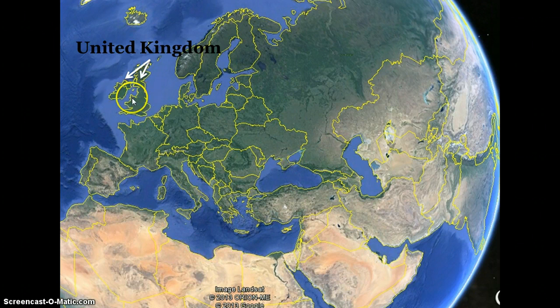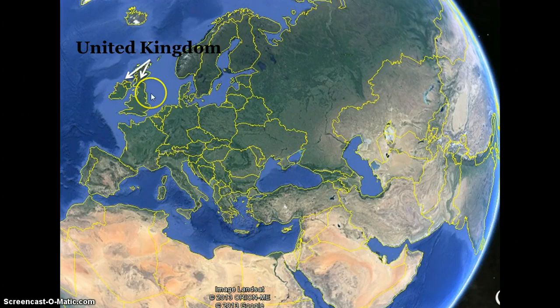The United Kingdom is only this large island and the very northern portion of the small island. The United Kingdom does not own both of these islands. Most of the western island is called Ireland. It's only this northern section that is actually politically controlled by the United Kingdom.